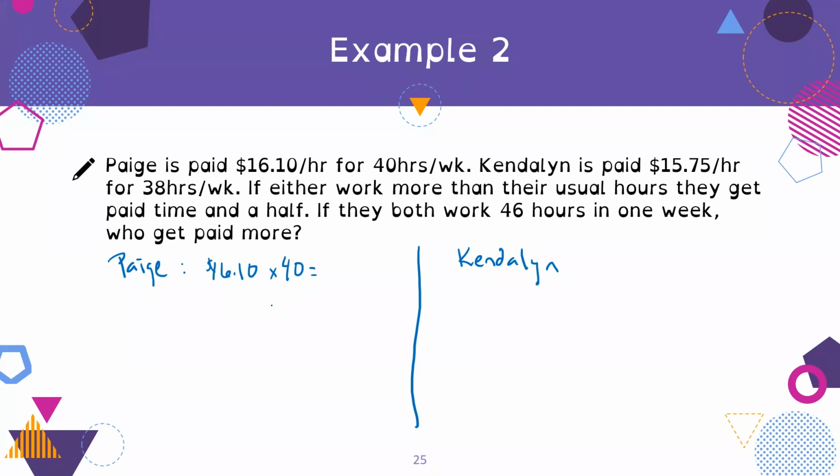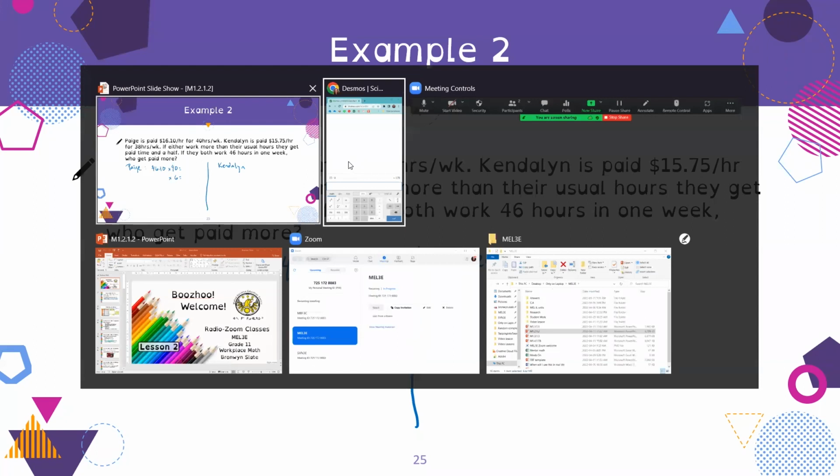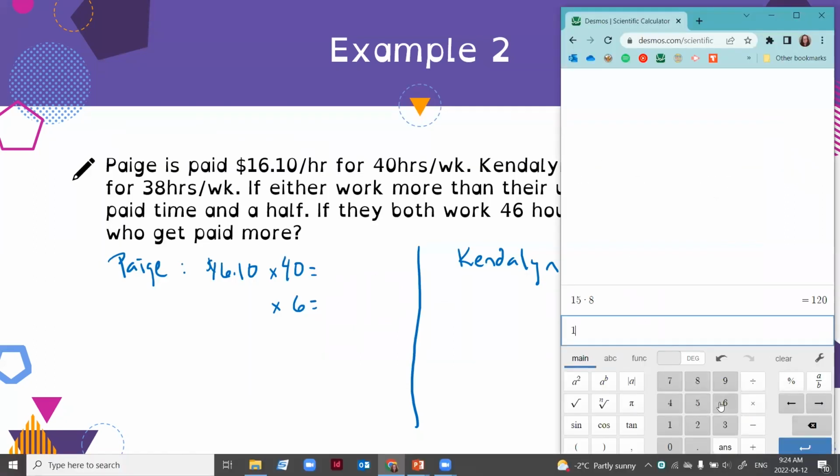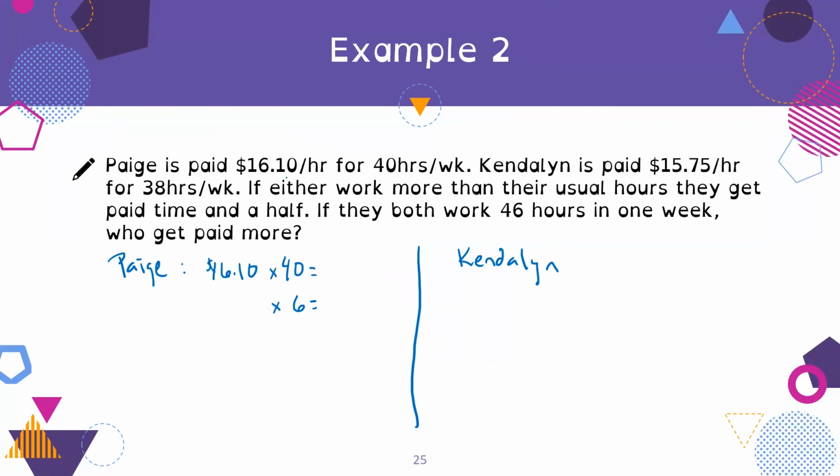Then we need to figure out what they get paid for the other 6 hours. So let's first find out what they get for $16.10 for 40 hours. So that's our first step. So $16.10 times 40 is equal to 644. Okay, so regular week, Paige earns $644.